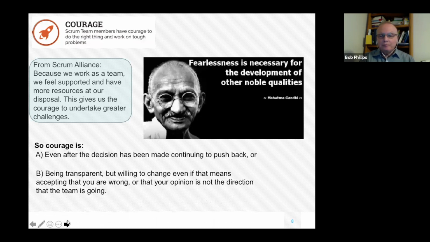I'm not going to do any online polling or online discussions, but there's two questions to think about here. Is courage either A or B? And you don't have to actually answer out loud. Is it even after the decision's been made, continuing to push back, or is courage being transparent but willing to change, even if it means accepting that you're wrong or that your opinion is not the direction the team is going?